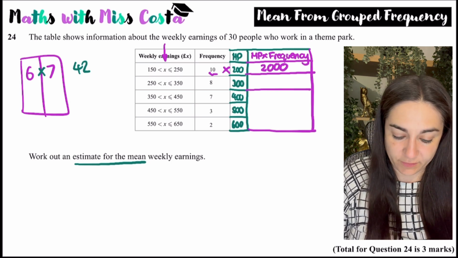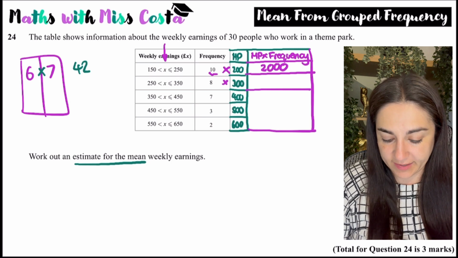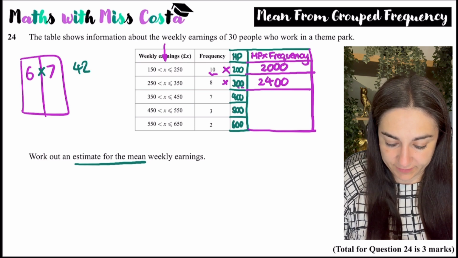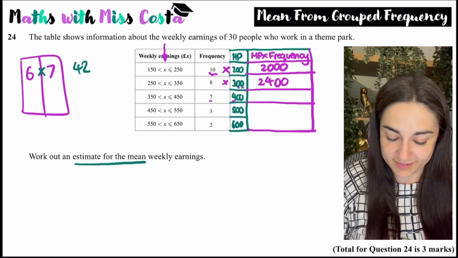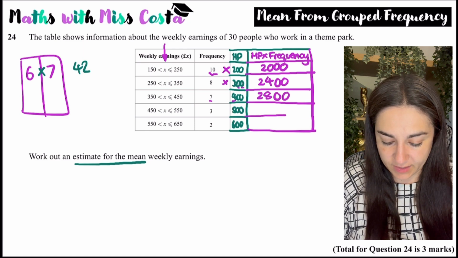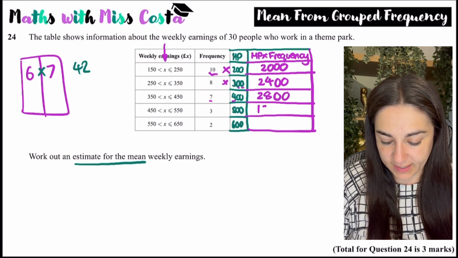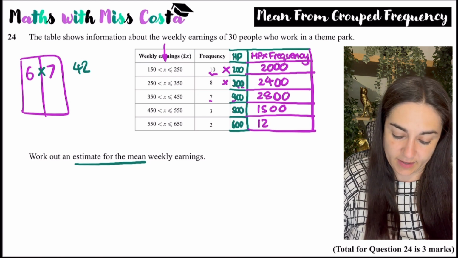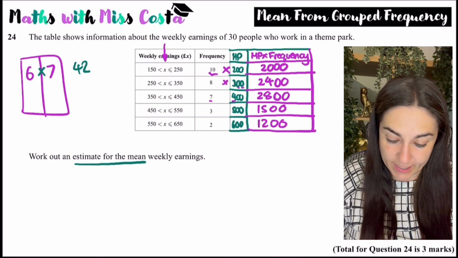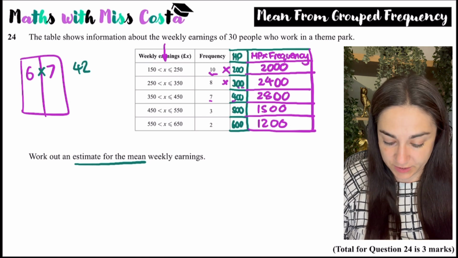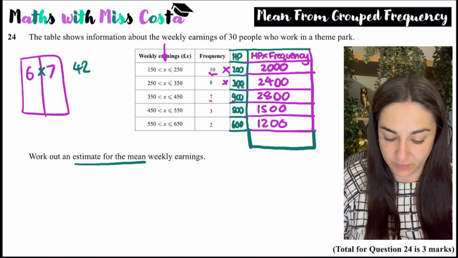For the next part, we've got 8 times 300, so 8 times 3 is 24, and then I add on the 2 zeros. Then we can do 7 times 400, so 7 times 4 is 28, and then add on the 2 zeros. 3 times 5 is 15, and then add on the 2 zeros. And 2 times 6 is 12, add on the 2 zeros. So when I've done this and I've completed my table, what I want to do is work out the total amount of money.